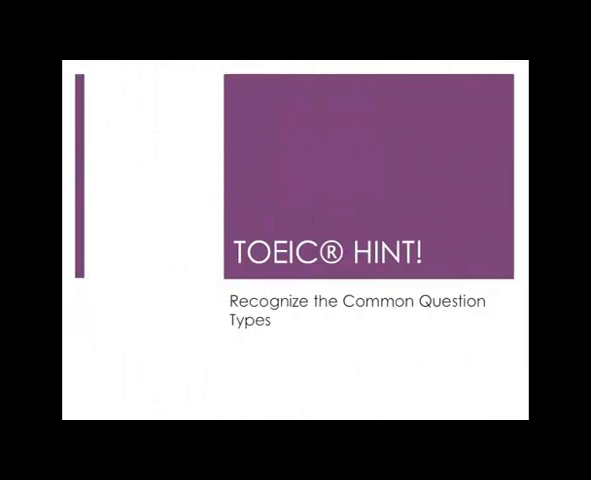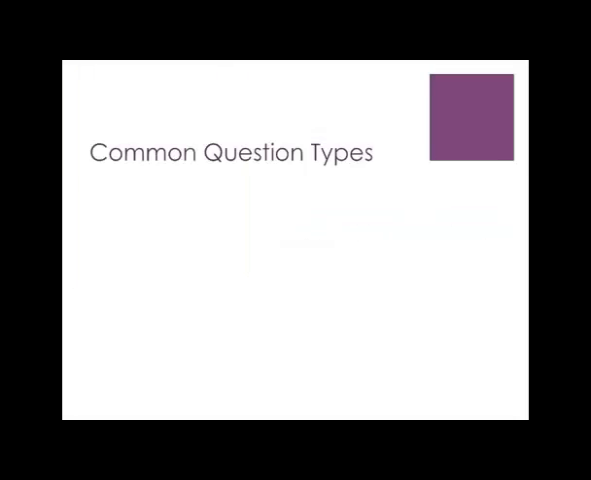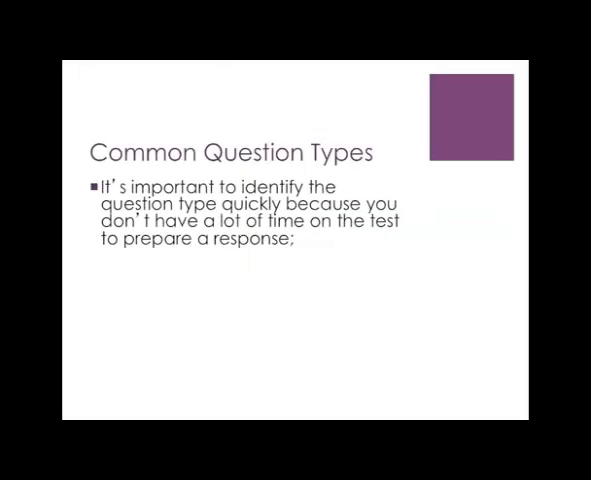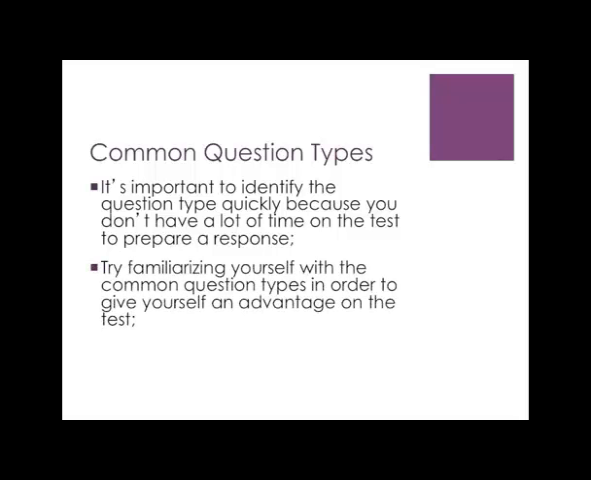Now this brings us to our first TOEIC hint, in that when we see a question on the TOEIC, we have to be able to quickly recognize the common types of questions that they could ask us. So part of the problem, of course, is we don't have a lot of time to prepare. After the question is read, we only have about 15 seconds before we have to give a response. So in this way, we need to familiarize ourselves with the common question types in order to give ourselves kind of an advantage on the test.